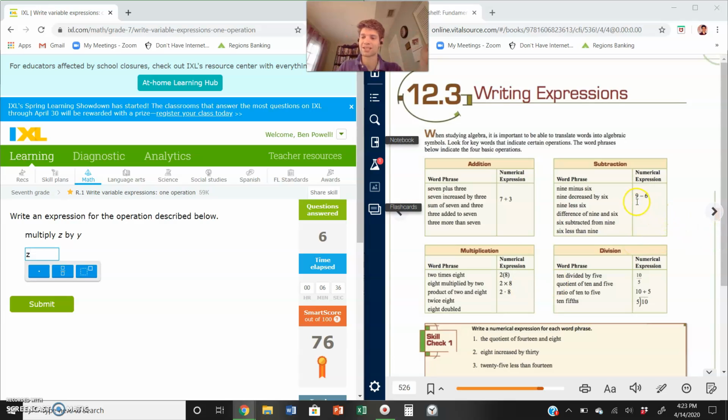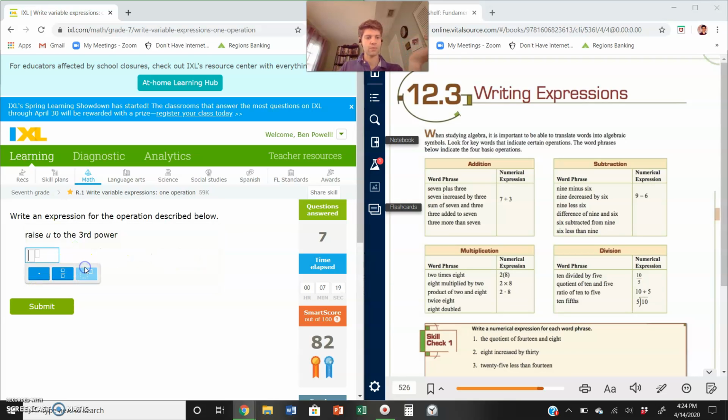For example, look at the subtraction. 9 minus 6 is 3. 6 minus 9 is negative 3. That's a big difference. So with subtraction and division, the order of the numbers does matter. Addition and multiplication, it doesn't. But I'm going to see if IXL gets it wrong here. So really, according to our textbook, if it says 8 multiplied by 2, we should write 2 times 8, because this is saying that we have the number 2, and we're multiplying 8 to it.